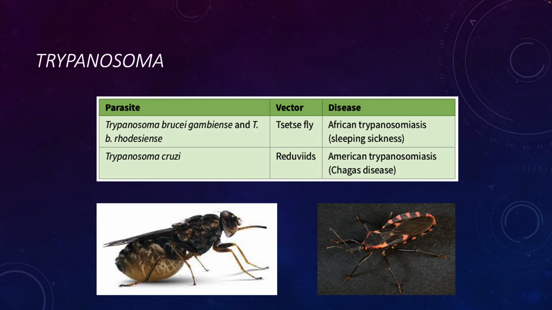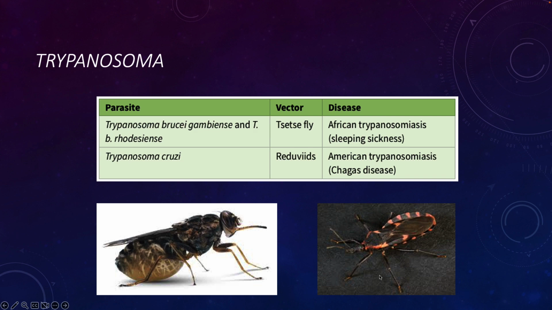Our last flagellate genus is Trypanosoma. There are two major species of Trypanosoma. Trypanosoma brucei has two subspecies. Both are transmitted by the tsetse fly and are found in Africa, where they cause a disease that we call sleeping sickness. The species we have in the Americas is called Trypanosoma cruzi.